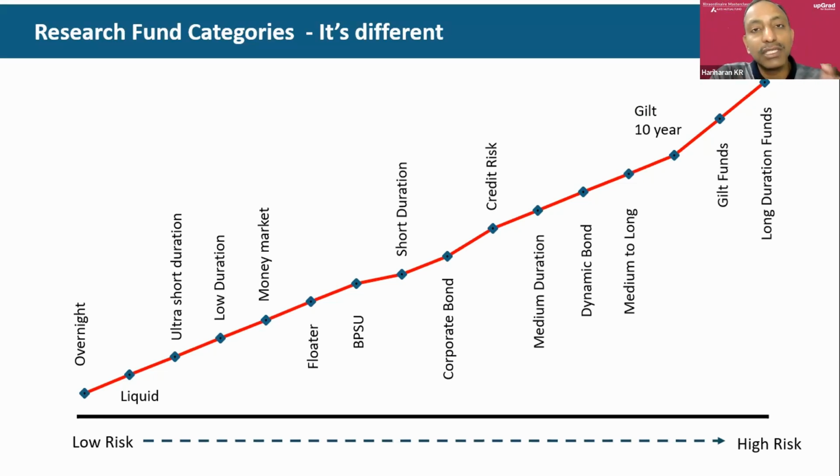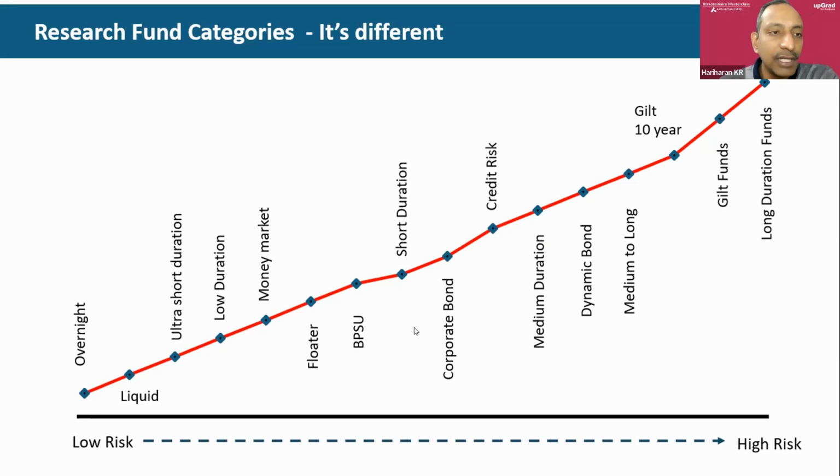You'll have to pick and choose which one is best suited for you. And I hope the discussion so far has given you insights into what could be the best possible ones for you. On the extreme right, you have long duration funds, extremely volatile funds. These are purely dependent on interest rates: gilt funds, gilt 10-year, dynamic bond funds, everything will depend on the interest rate in the market. If interest rates go up, prices will come down and they will have capital loss. On the reverse, if interest rates are cut, prices will go up and you will have capital gain like equities, right? So you'll have to be careful and mindful of which funds, which schemes to select.